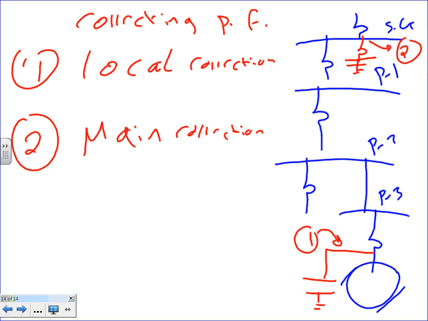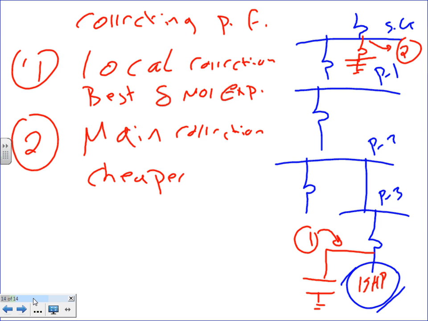And remember that we said 15 horsepower or higher. This is kind of a rule of thumb, 15 horsepower or higher. Any question, guys, about which one of these is the best? Local is the best. This is correction main, best and more expensive. This is cheaper. That's basically, the main is cheaper. You just have one there.